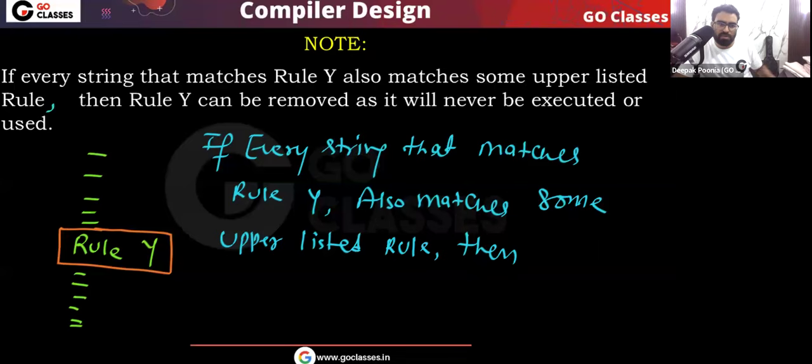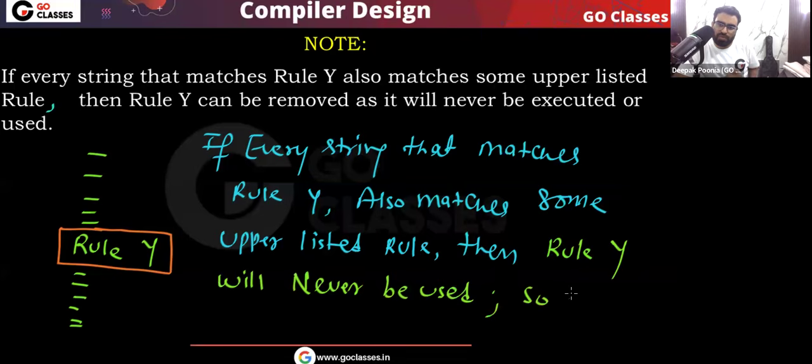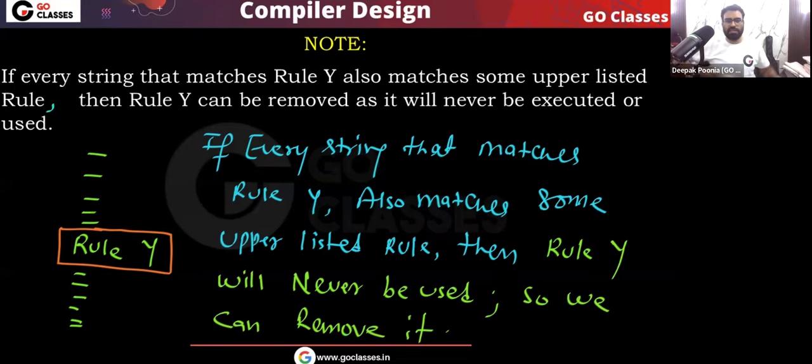then rule y will never be used, so we can remove it. This is redundant. We can remove it. This is unnecessary. This is redundant. I hope you understood this point. Very simple, right? Agree with me?